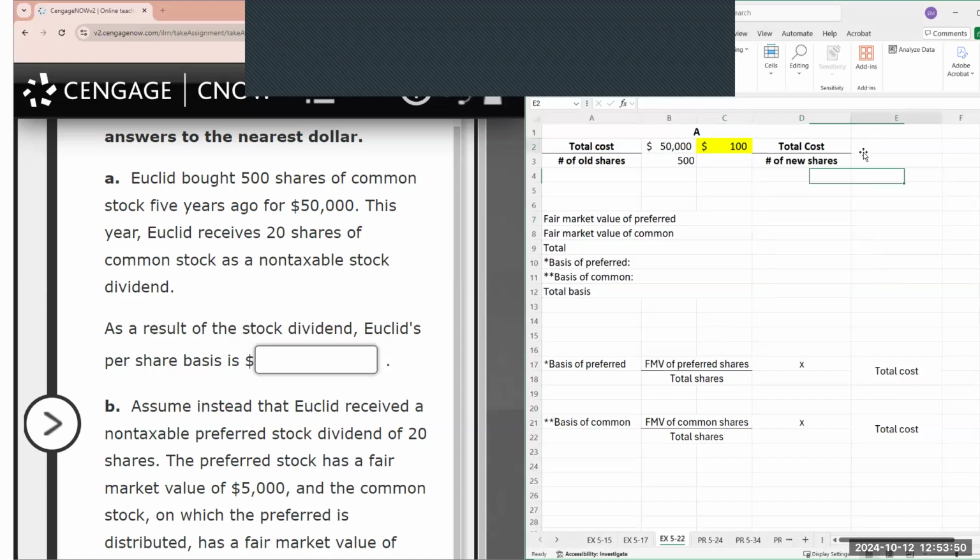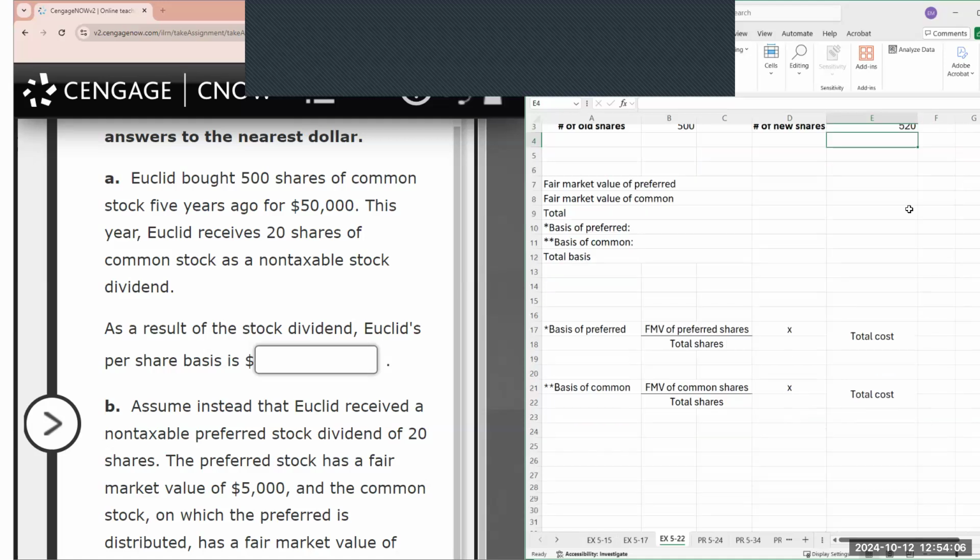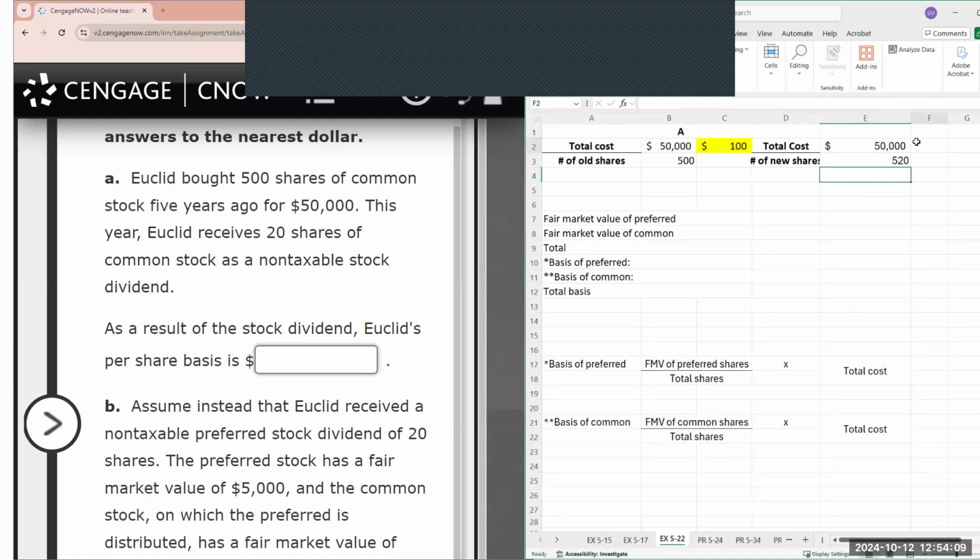All right, so this is the old per share basis. But now in this example, the cost is 50,000 and the number of shares is 500 plus the new shares, so 520 shares. So in this new scenario, the total cost is as follows: 50,000 divided by 520. So the new per share basis would be $96.15.